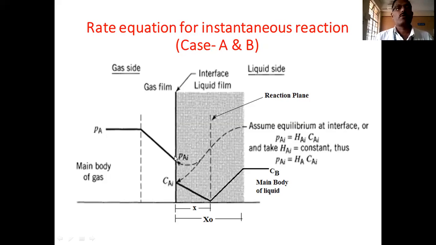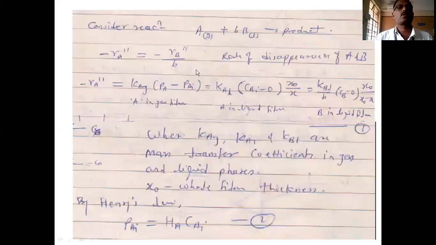Now we apply the mass transfer diffusion rate equations. KAG is the mass transfer coefficient of A in the gas film, KAL is the mass transfer coefficient of A in the liquid film, and KBL is the mass transfer coefficient of B in the liquid film. So we use these interface mass transfer equations. Consider the reaction A plus B giving the product, so minus RA is equal to minus RB upon b, the stoichiometric coefficient relation of the rates.